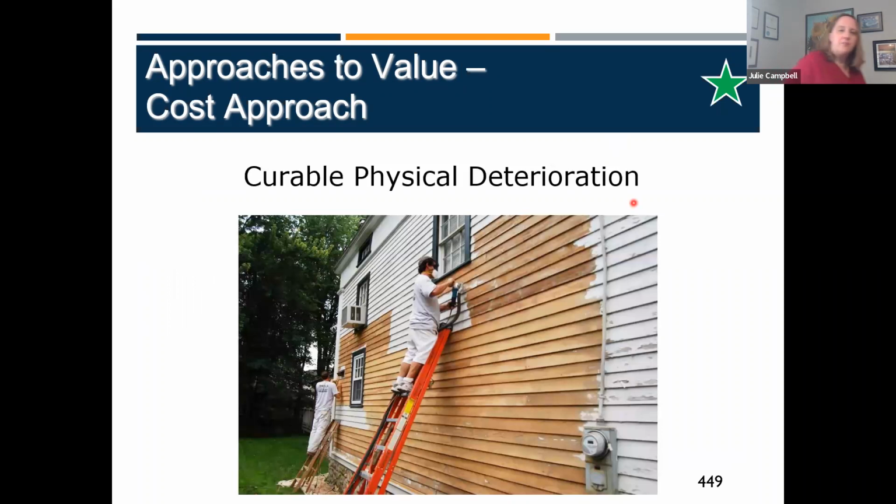The first type of physical deterioration is curable. It's curable because it's physically and economically possible to fix it. Curable physical deterioration is as simple as routine maintenance, slapping a new coat of paint on it, replacing the roof when it's old. It's curable. It can be fixed. It's economically feasible to fix it, to repair it, to replace it.